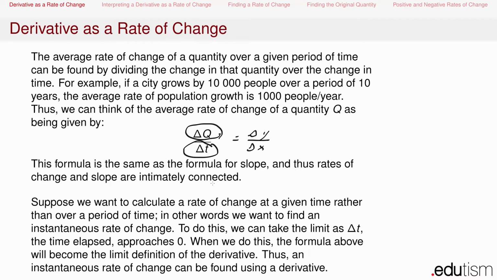Suppose we want to calculate a rate of change at a given time rather than over a period of time. In other words, we want to find an instantaneous rate of change. Basically, we want the change in time to be 0. So we're going to take the limit as delta t approaches 0, and when that happens, we're going to basically get something which is the same as this formula: the limit as delta x goes to 0 of delta y over delta x. Now this is basically the definition of the derivative. So an instantaneous rate of change, a rate of change that happens at a specific time rather than over a period of time, can be found using a derivative.